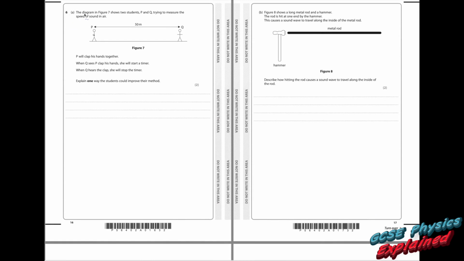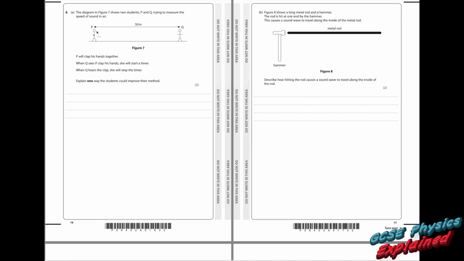Question 6 here. The diagram in figure 7 shows two students, P and Q, trying to measure the speed of sound in air. P will clap his hands together. When Q sees P clap his hands, she will start a timer. When Q hears the clap, she will stop the timer. Explain one way the students could improve their method.